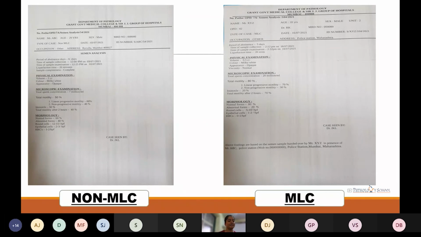On the left side, you can see the non-MLC, and on the right side, we can see the MLC report. Both the reports are similar to what I showed you in the previous slide. The only difference is that in case of MLCs, we write down the name of the police constable at the bottom of the report. That's it.